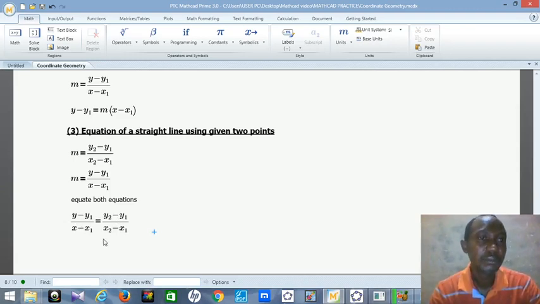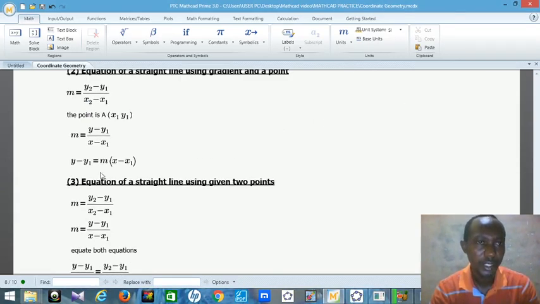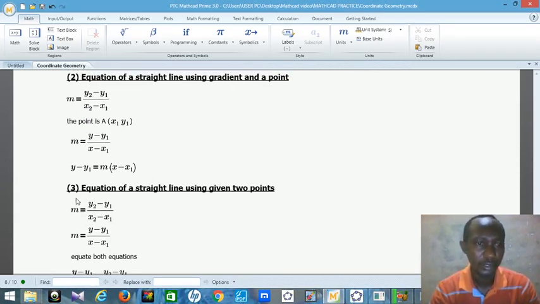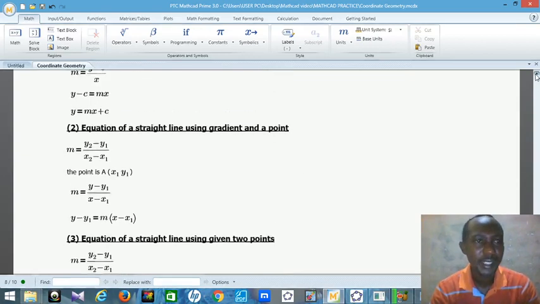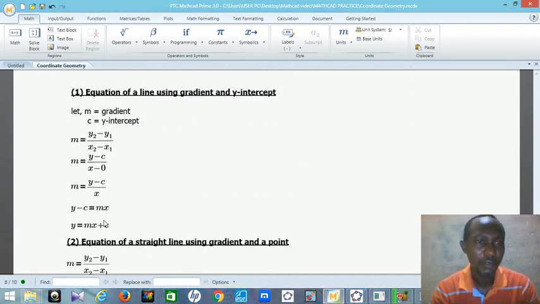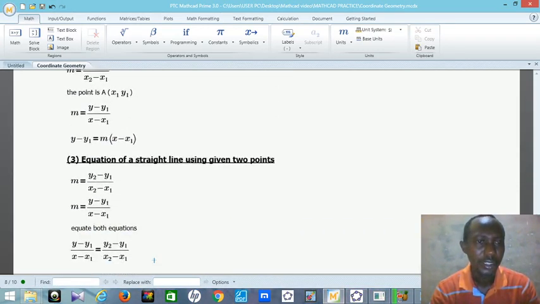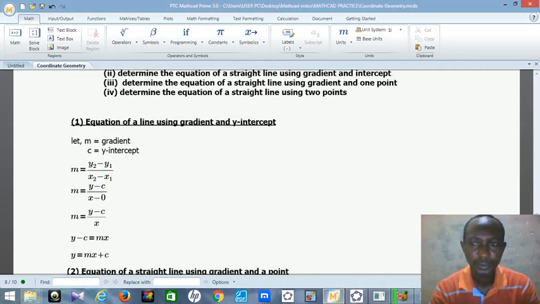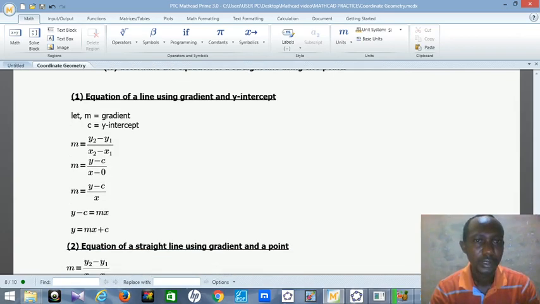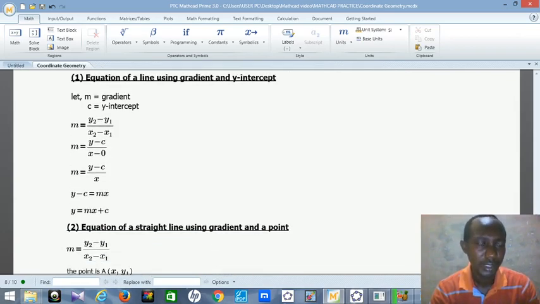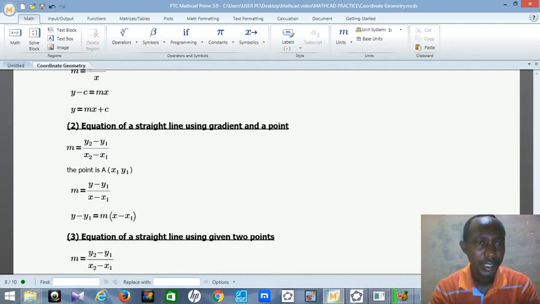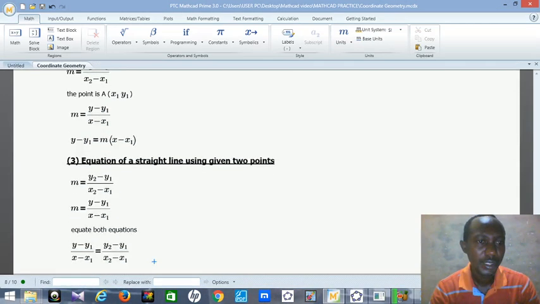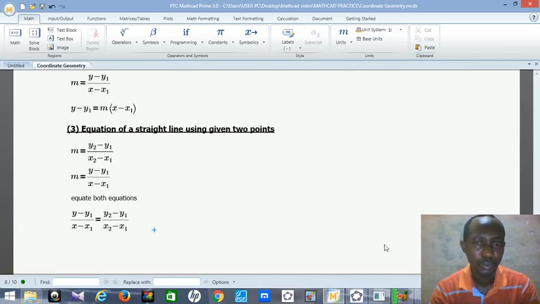Then when gradient and a point is given, you use this number 2 formula. You get this. Then when gradient and y-intercept is given, you use this number 1 formula. So these are the 3 formulas you can use to calculate the equation of a straight line. Take note of these 3 equations. Gradient and intercept form is this. Gradient and a point is number 2. The number 3 is giving 2 points.